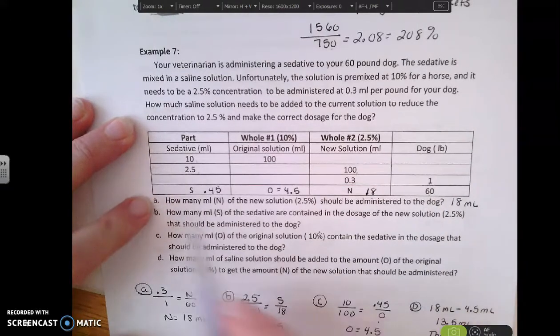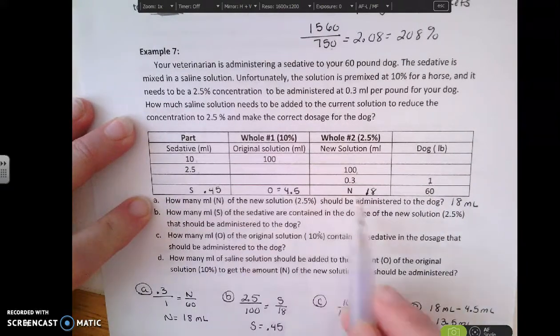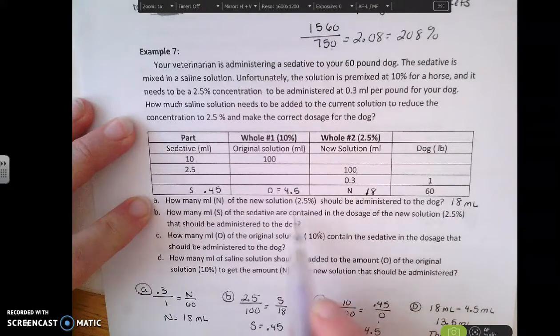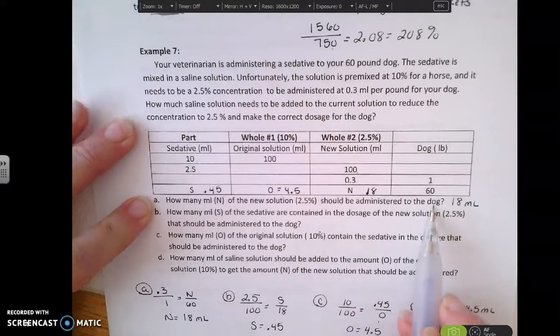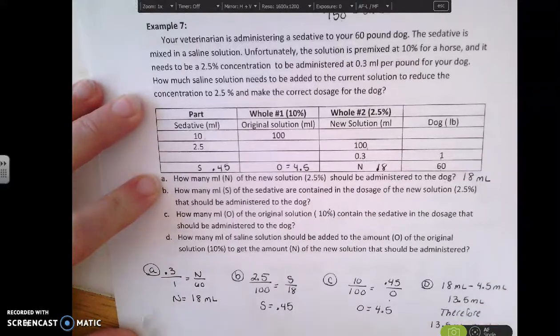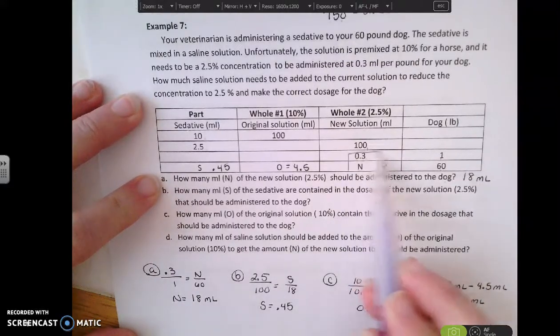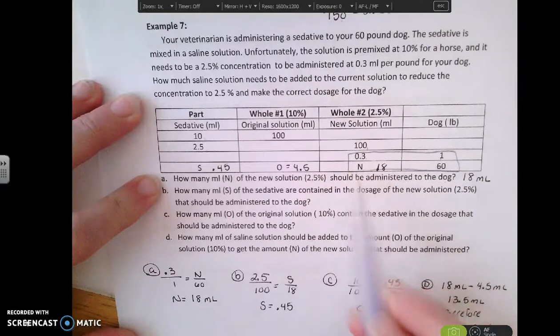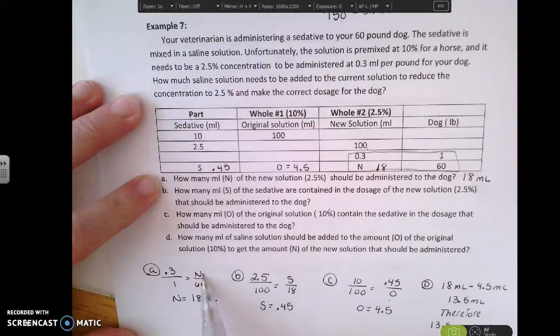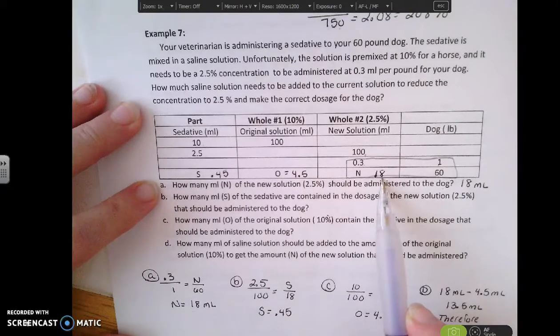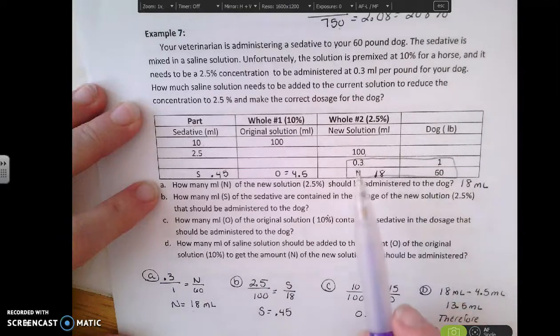So the first thing we're going to start with is A. They're asking you to find N, which is how much of the solution should be given to your dog. So my calculations are down here. We're taking these values right here and doing my calculations. 0.3 over 1 equals N over 60, and then we cross multiply and we get 18 milliliters. So 18 milliliters of the new solution needs to be given to my dog, but I've still got to figure out what the new solution is.